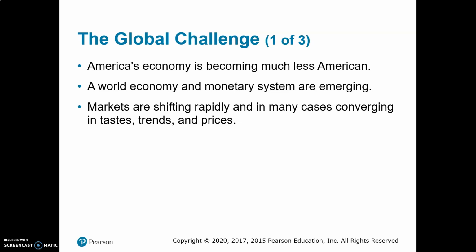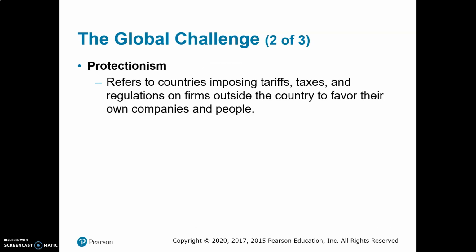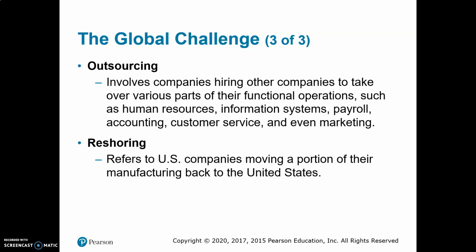Markets are shifting rapidly. We're seeing a lot of converging in tastes, trends, and prices. And a lot of this is because of the internet, because we have access to much more knowledge. One of the big issues is protectionism, and this is when countries impose tariffs, taxes, and regulations on firms that are importing in order to favor domestic companies and people. And I think we've even seen this in the United States. This can shift depending on the administration that's in the White House. And so this kind of ebbs and flows even in the United States.